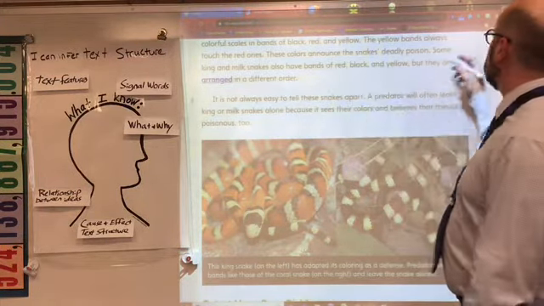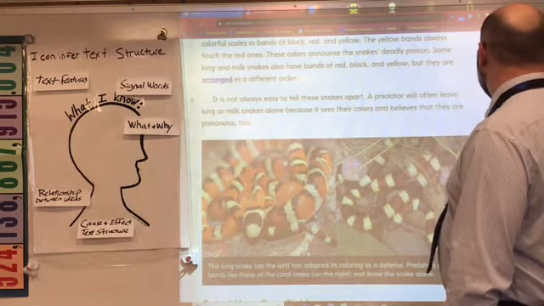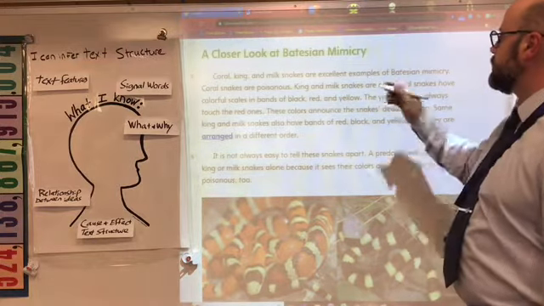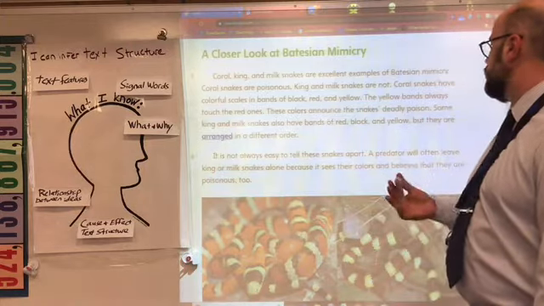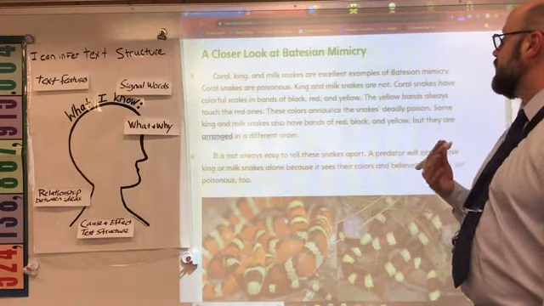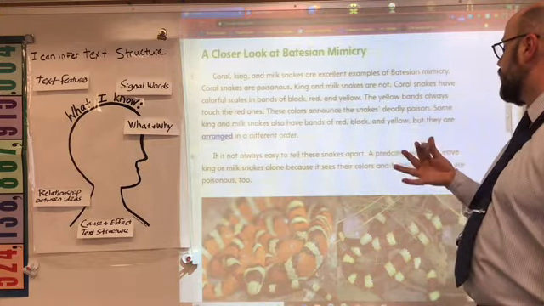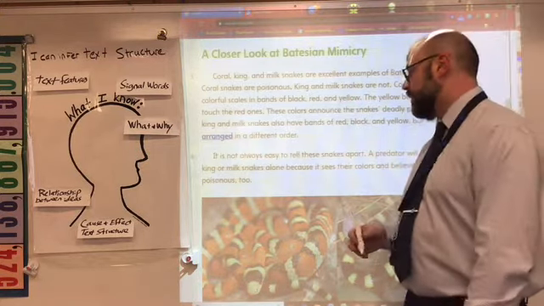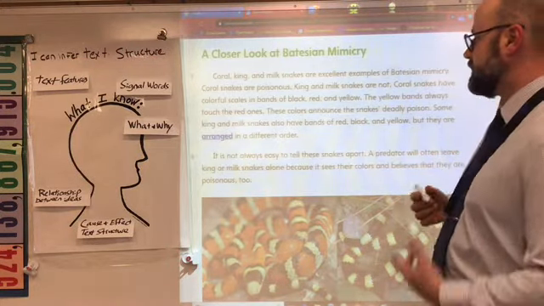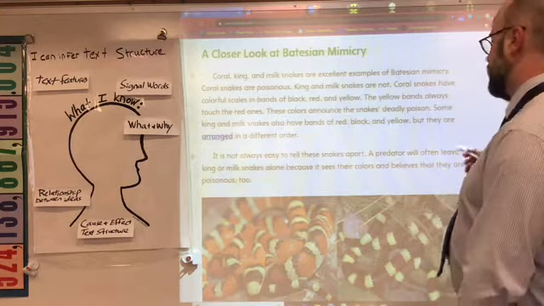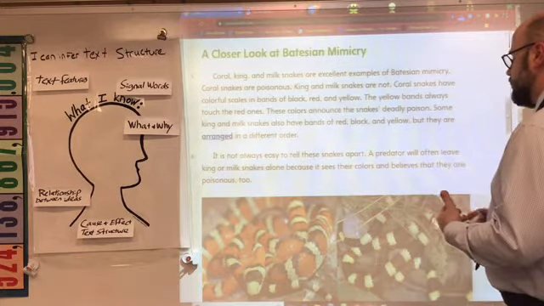The text even says, coral, king and milk snakes are excellent examples. Coral snakes have colorful scales and bands of black, red, and yellow. The yellow bands always touch the red ones. These colors announce the snake's deadly poison. Some king and milk snakes also have bands of red, black, and yellow, but they are arranged in a different order. It's not always easy to tell these snakes apart. A predator will often leave king or milk snakes alone because it sees their colors and believes that they are poisonous too. I can imagine that in my head and go, okay, these snakes have these colors.